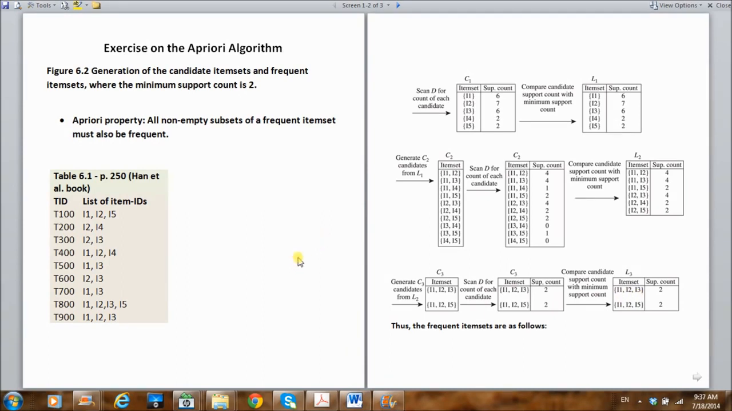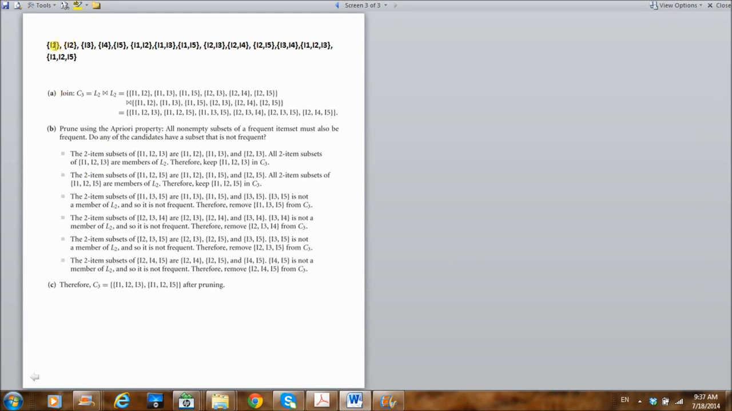So the frequent item sets from these transactions are as follows. From level 1, we had I1, I2, I3, I4, I5. From level 2, we have {I1, I2}, {I1, I3}, {I1, I5}, and so on. And from the 3 item sets, we have {I1, I2, I3} and {I1, I2, I5}. From these frequent item sets, the next step will be to generate association rules.